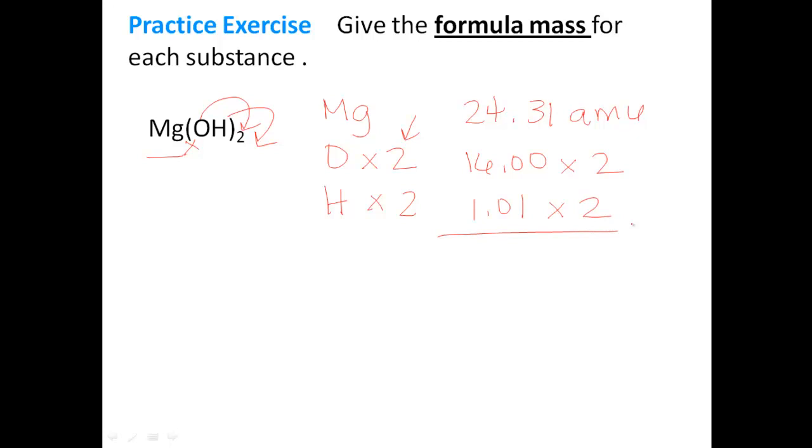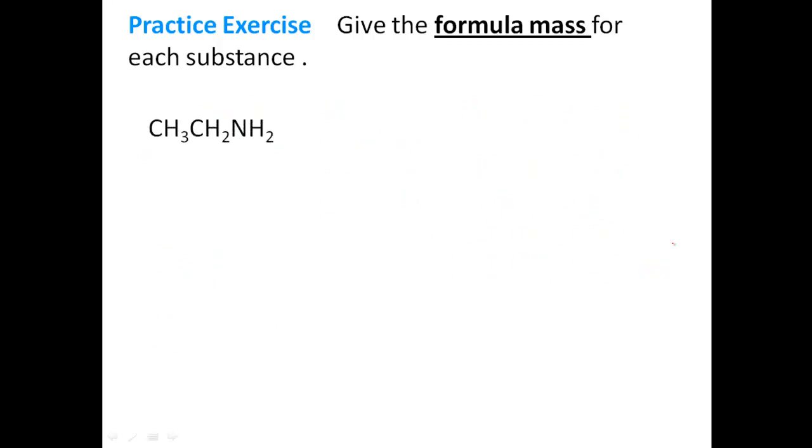So we have 1.01 times 2, and that's going to give us 2.02. I'm going to write this down here, 2.02. Then we have 16 times 2, which is going to give us 32. Okay, and we're going to add that to 24.31. And so when we add all of that together, we're going to get 58.33. So the formula mass for magnesium hydroxide is 58.33 AMU. Simple enough, right? Let's try another one.